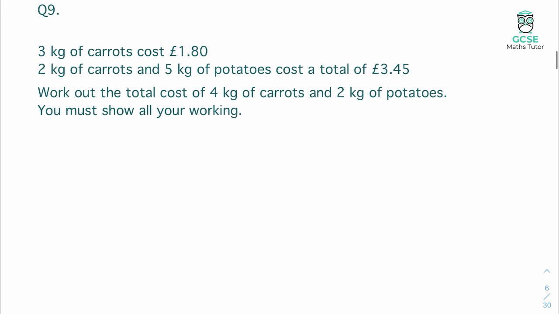Okay, so for our next one here, we have 3 kilograms of carrots cost £1.80. 2 kilograms of carrots and 5 kilograms of potatoes cost £3.45. And it wants us to work out the cost of 4 kilograms of carrots and 2 kilograms of potatoes. Well, we need to get the cost of 1 kilogram of each. So to start with, if I go with the 3 kilograms of carrots cost £1.80, I need to divide that by 3. That'll give me the cost of 1 kilogram.